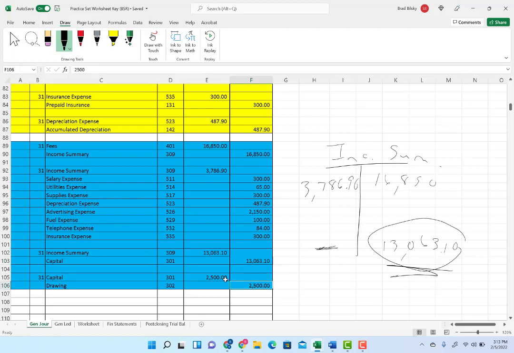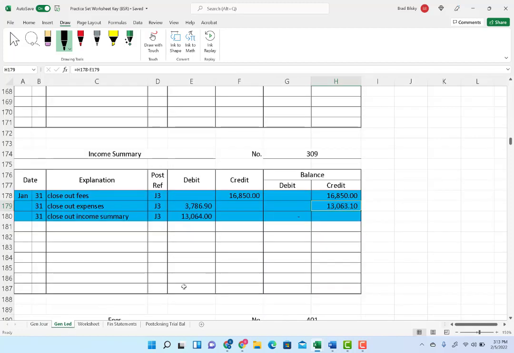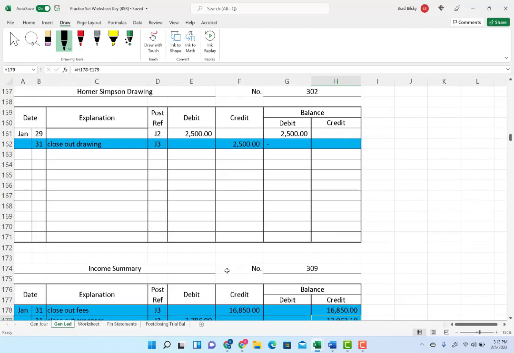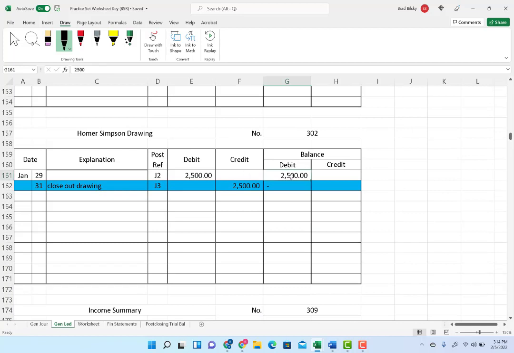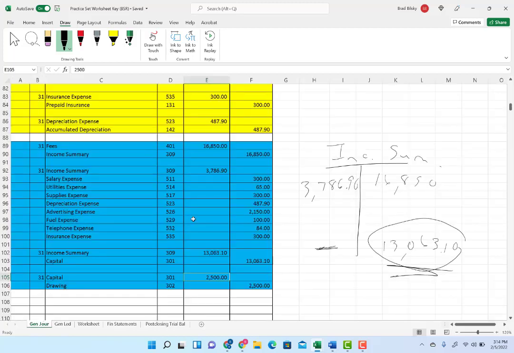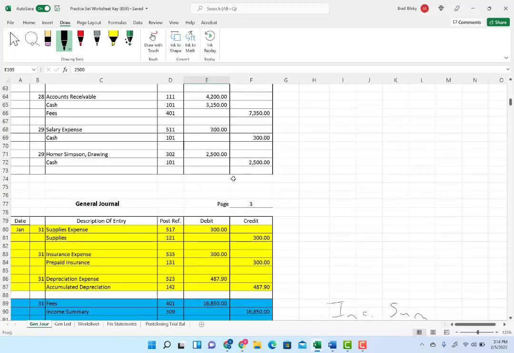The very last part of the closing entries, we want to close out drawing. If we look at that drawing account, we're going to have $2,500 in there. Remember, on the 29th of the month, you made an entry in your journal to show that Homer withdrew money. So he took out cash. If we go back and look at that original entry, we withdrew $2,500 cash, so the company has $2,500 less cash. We have to record that. That's a credit to cash, and we debit drawing.